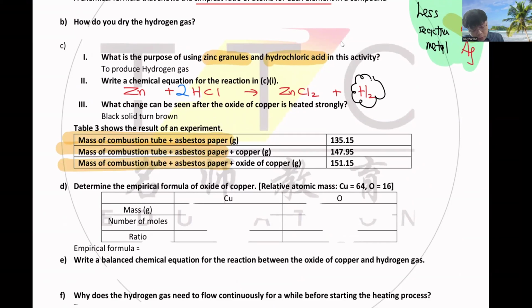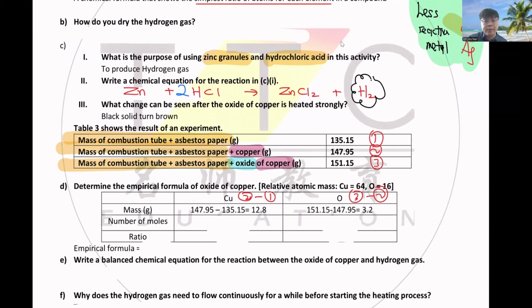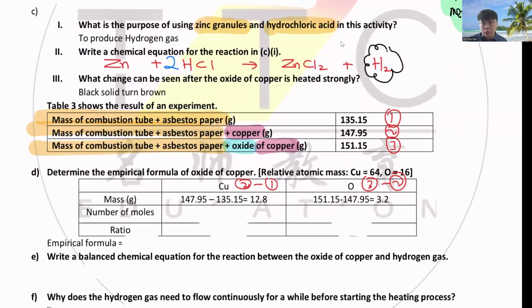Then after that, you have your copper, then you have your oxide. So in order to subtract, this is number one, number two, number three, same method. Number two minus number one to get the copper. Then number three, you just find the difference: the one with oxygen minus the one without oxygen gives you the oxygen mass. So it's a very standard question coming out in your exam. After you get these numbers, you take your calculator and divide.